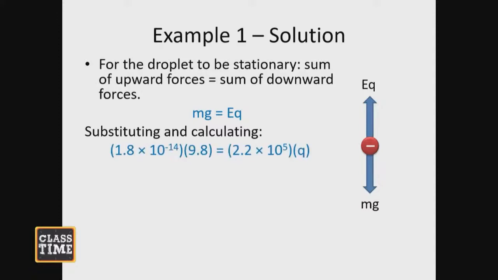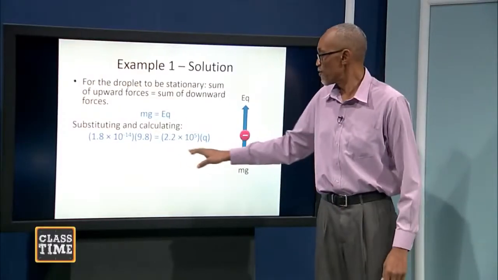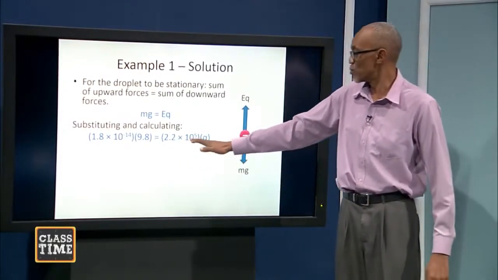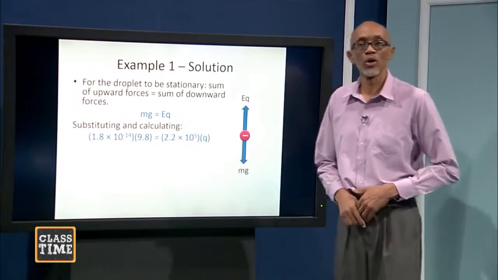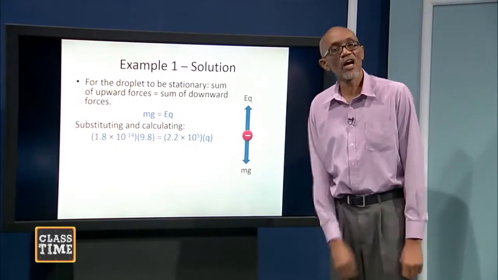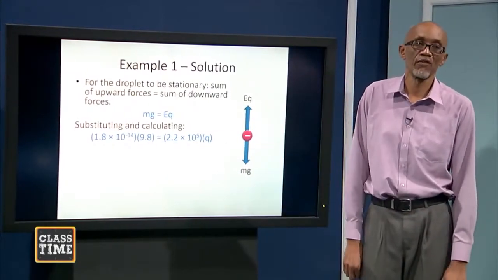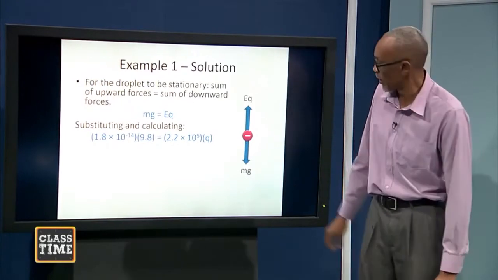And then we substitute and calculate, because remember the mass of the drop is 1.8 by 10 to the negative 14 kilograms. Gravity is 9.8 Newton per kilogram. The electric field is 2.2 by 10 to the 5 Newton per coulomb, and the charge is what we want to find. We want to find the charge on the drop, all right?